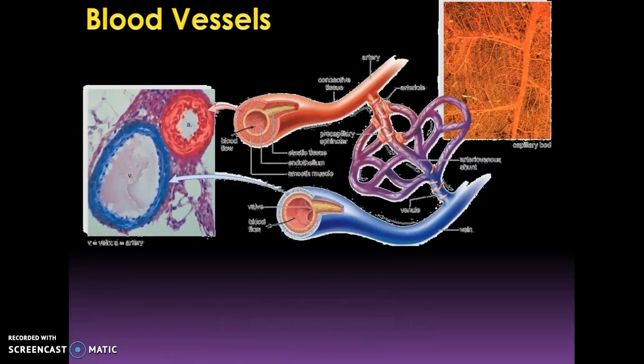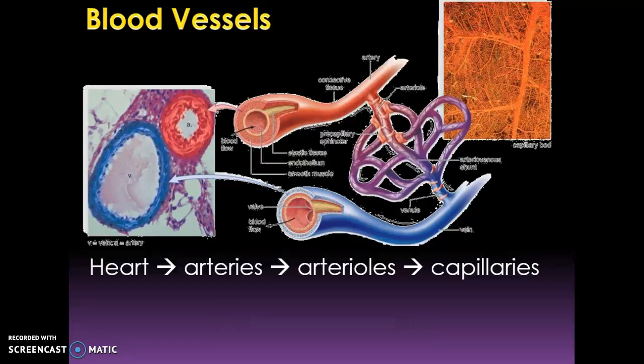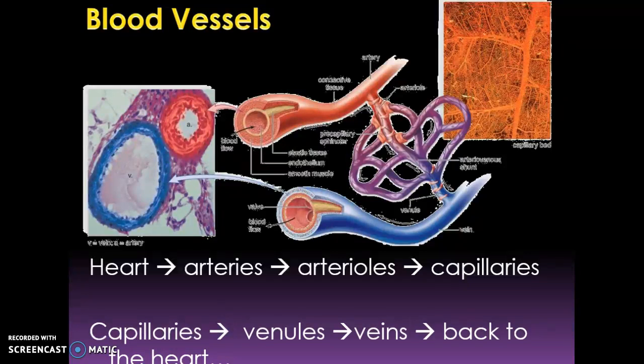Oh, there we go. Now, looking at the blood vessels. This is not a very good picture, but if you go to your textbook, you can get a clearer version of this picture. The point is to show the pathway of the blood: it starts at the heart, moves through the arteries, into the arterioles and into the capillaries.